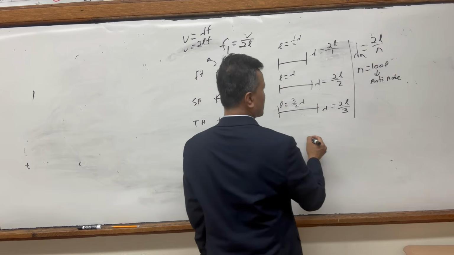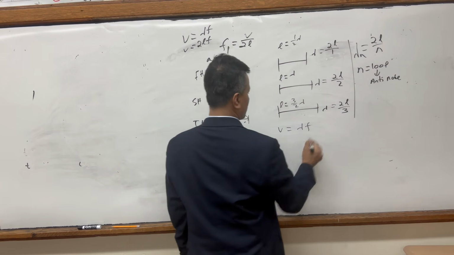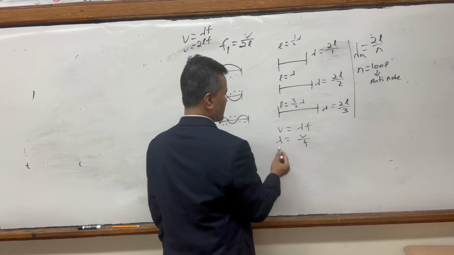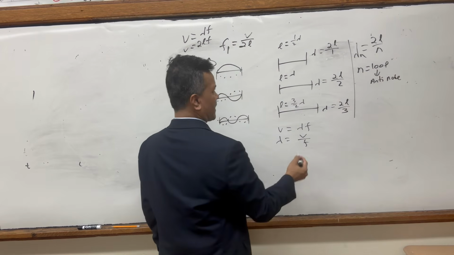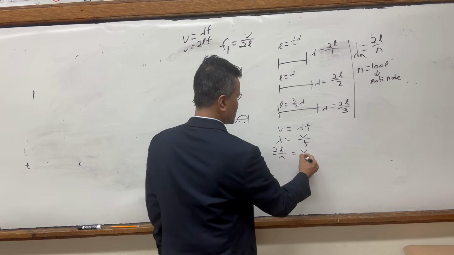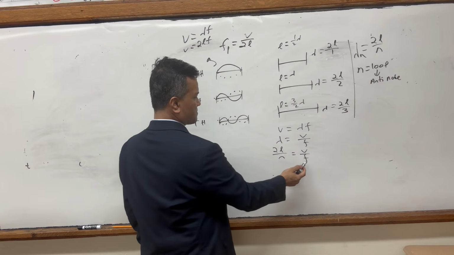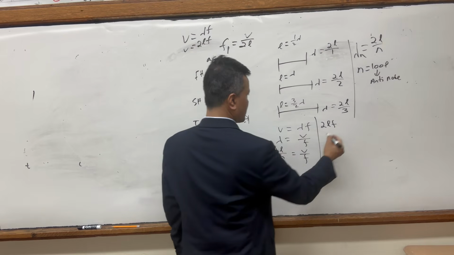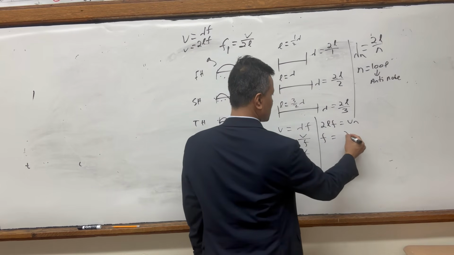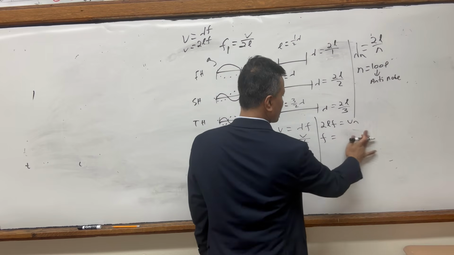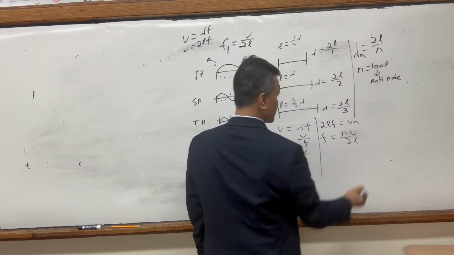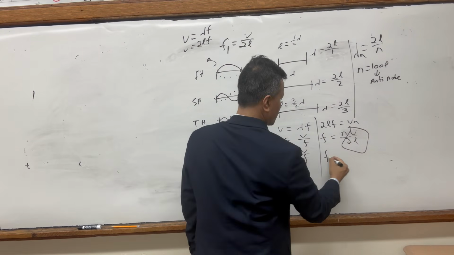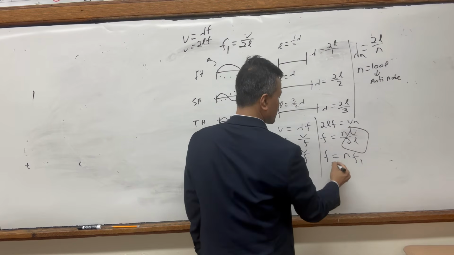So let's come over here. Velocity is lambda times frequency. So lambda is velocity over frequency, and we found lambda is 2L over n. So 2L over n is velocity over frequency. Now we're going to isolate f. So 2L f is nv, so f is equal to nv over 2L. V over 2L is F1. So this is the nth harmonic.